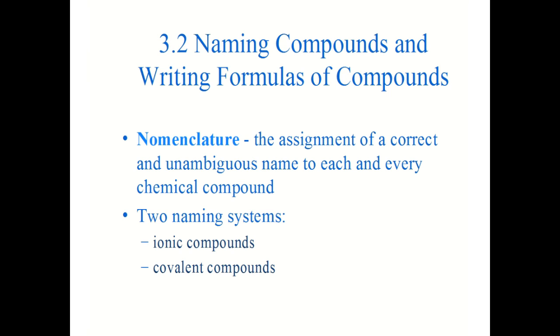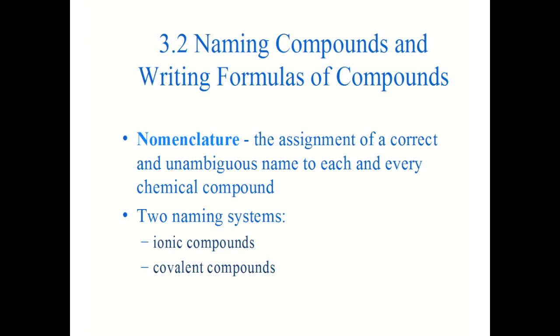Okay, now for the real fun stuff: naming covalent compounds and ionic compounds. We call this nomenclature. Nomenclature is assigning a name to compounds, and we create a system of naming that is the same between all scientists. Okay? We call that IUPAC, the international system. Now, there are two naming systems, ionic and covalent. We name each of them differently because the compounds are different.